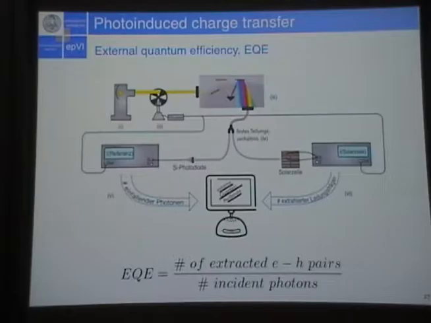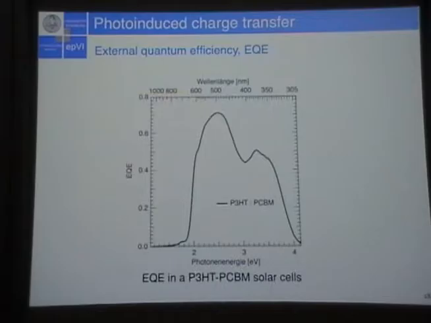We are actually interested in the number of extracted electron-hole pairs, and you measure current as a function of wavelength. The ratio of extracted electrons to the number of photons incident, not absorbed, but incident, is denoted as the external quantum yield, or IPCE, incident photon conversion efficiency. If you look at this quite reasonable cell, the maximum external quantum efficiency is 70%. You see a little peak from PCBM, and the main peak coming from P3HT.